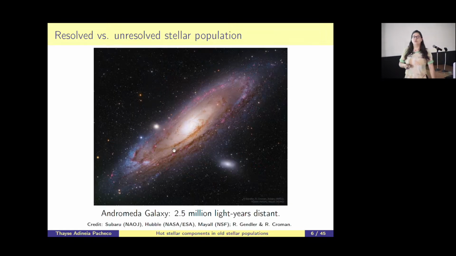We do this when we can resolve the stellar populations, but we can achieve this mostly in the Milky Way and for a few objects in Andromeda. Andromeda is the closest galaxy, and as you can see here, we have a lot of globular clusters around Andromeda, but they are unresolved stellar populations. So how can we study these unresolved stellar populations?